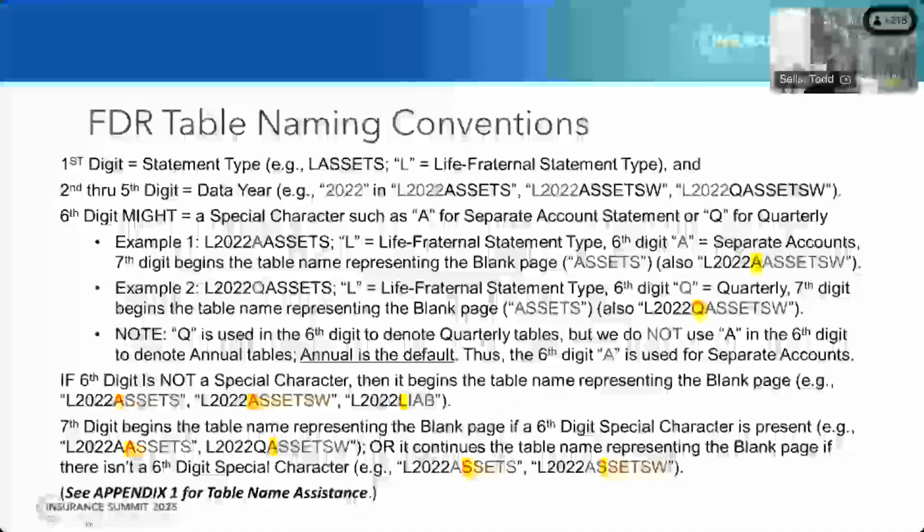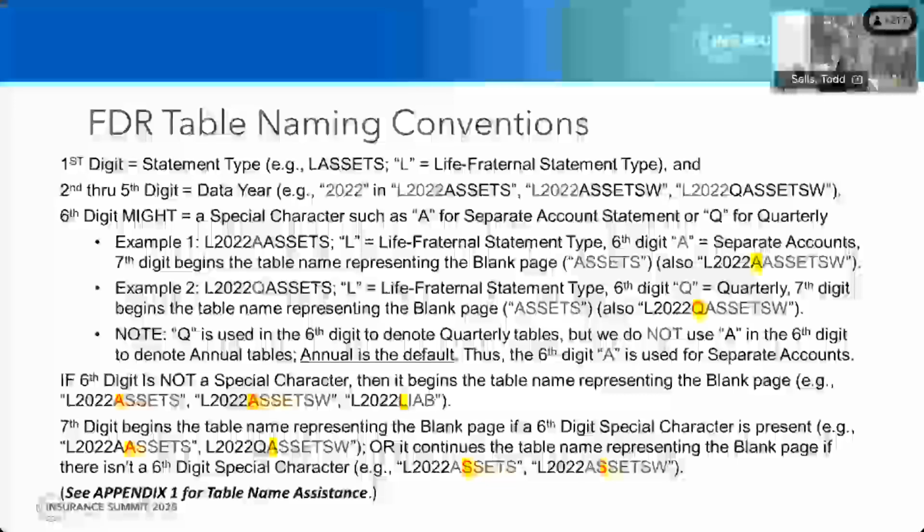All right, so talking about the file naming conventions, and again, this is the financial data side. So the Oracle table, this is how things were named on the Oracle side. So the first digit of your table name, this is the database table name, right? So the first digit is the statement type. So L for life or fraternal, P for property casualty, T for title, and X for health. And then the second through the 5th digit of that table name in Oracle was the data year. So the 4-digit data year, 2023 or 2022, et cetera, right? The tricky one is the 6th digit.